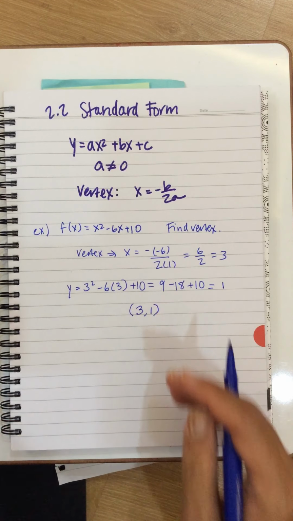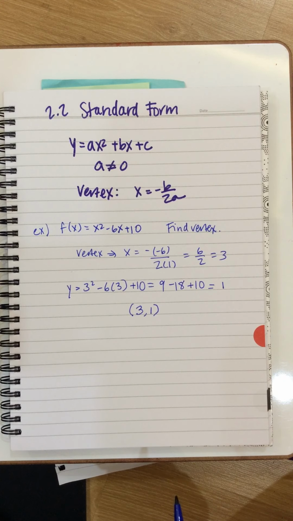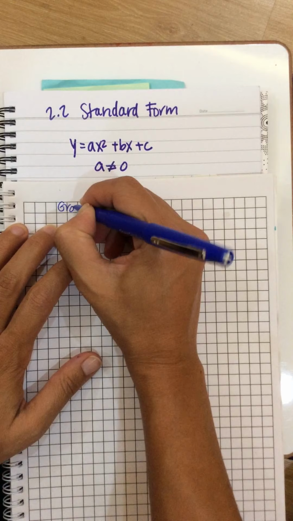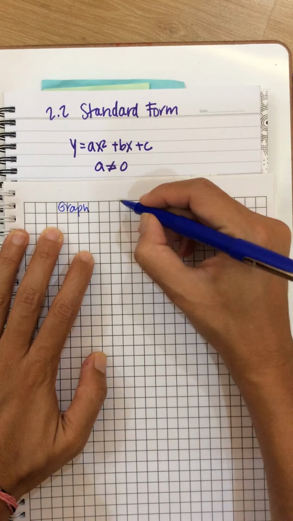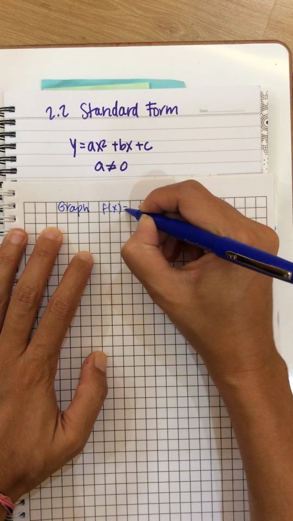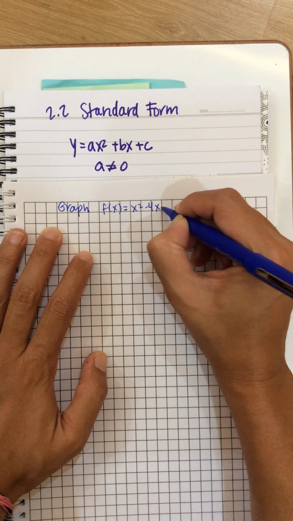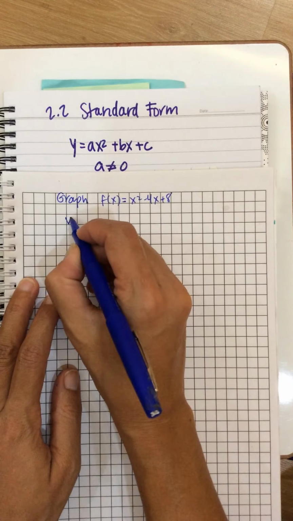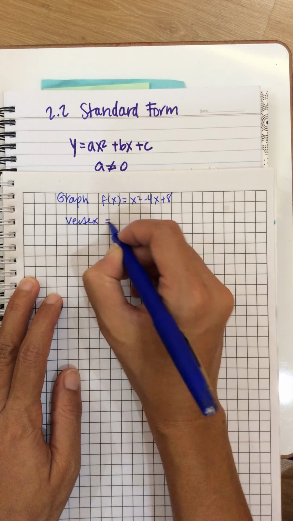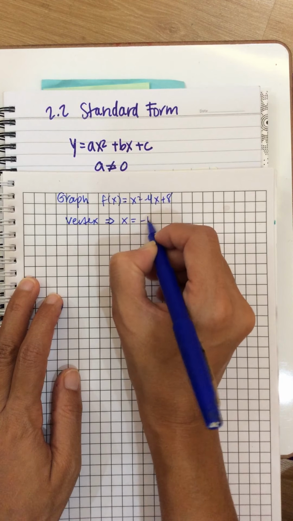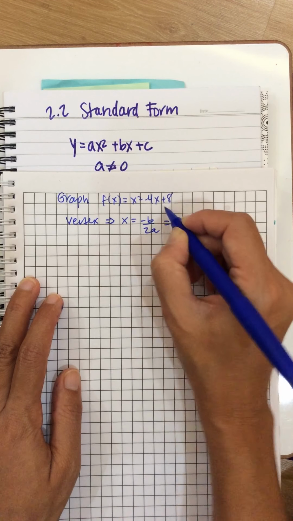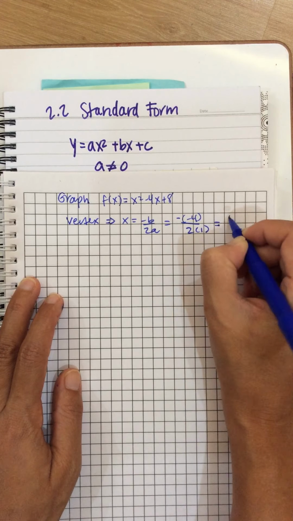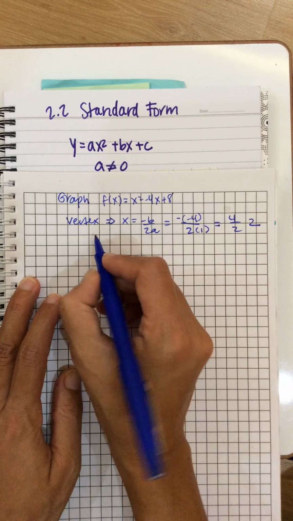Now let's say we had to graph f of x equals x squared minus 4x plus 8. Well, the first thing we need to graph is to find the vertex. So let's find the vertex. So that's the negative of negative 4 over 2 times a, and a is 1, so that becomes 4 over 2, so that's 2. So x is 2.